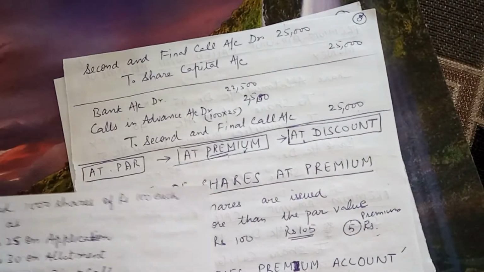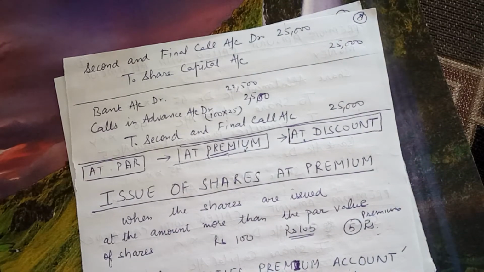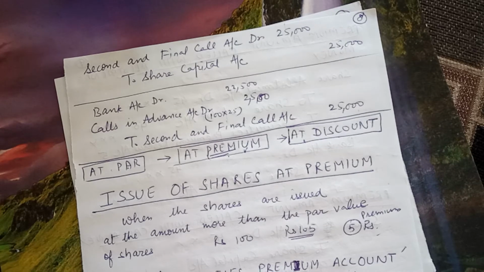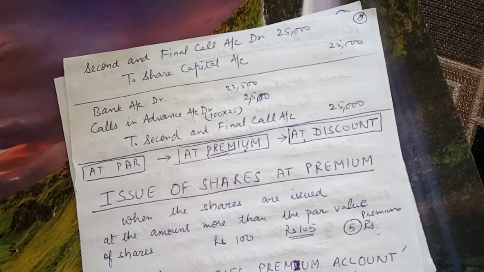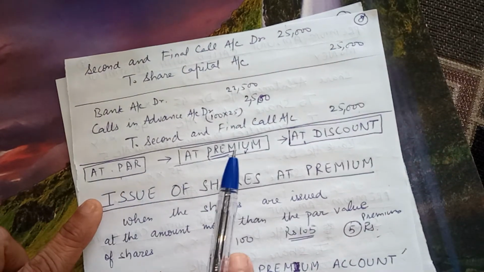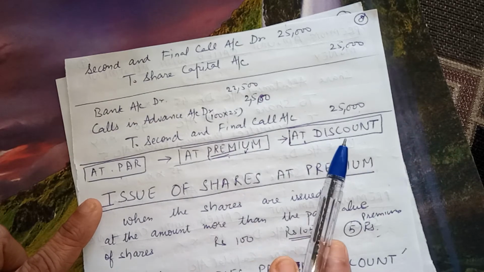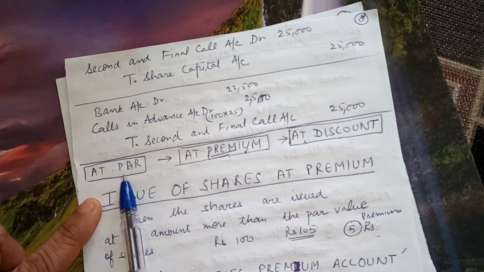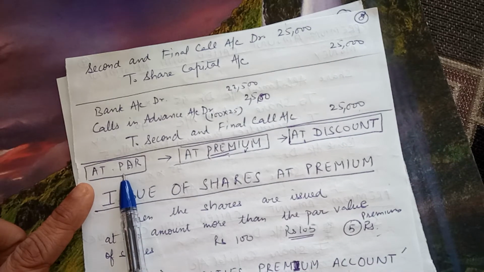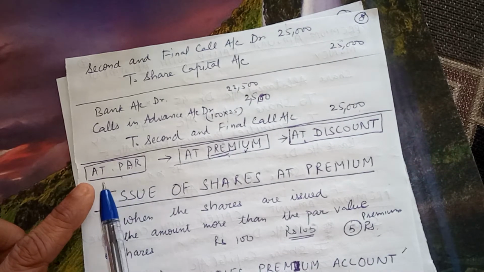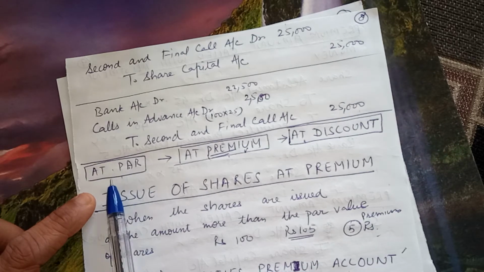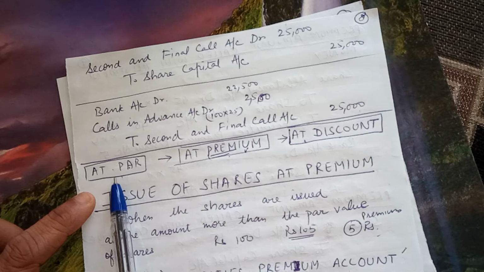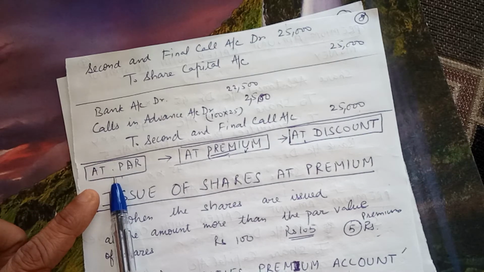Now here comes the topic of issue of shares. Shares can be issued under three conditions: maybe at par, maybe at premium, and maybe at discount. What do we mean by shares issued at par? Shares issued at par means that the par value, that is the nominal value of the shares, is the same as the value at which they are issued.